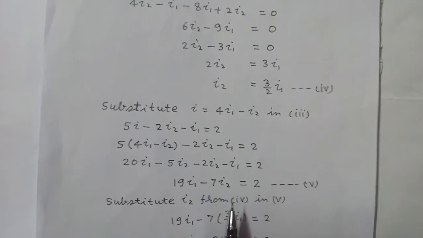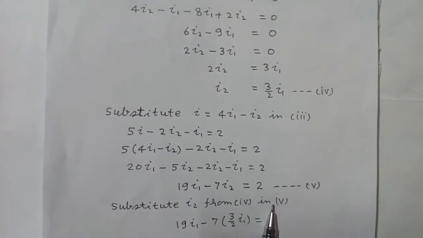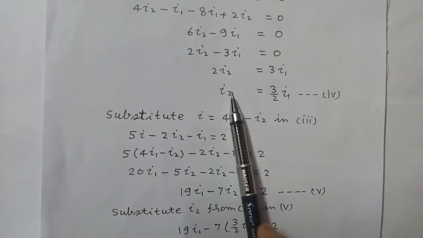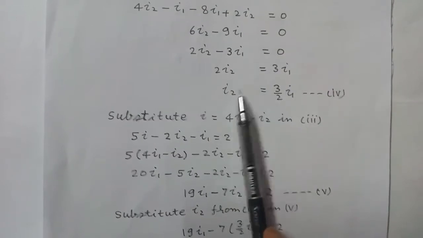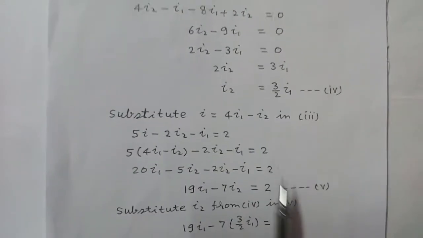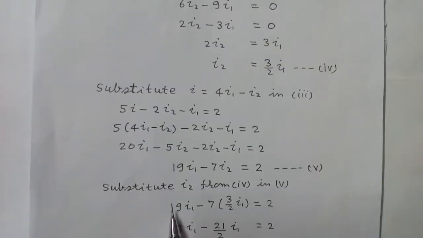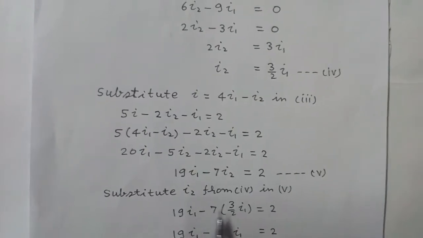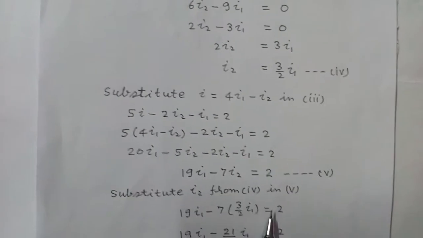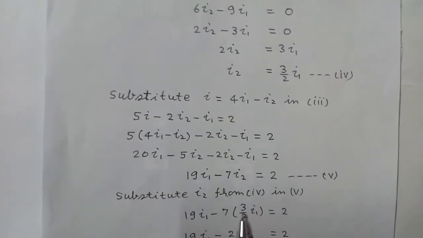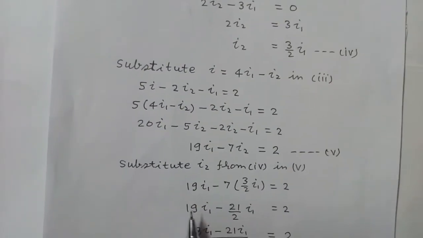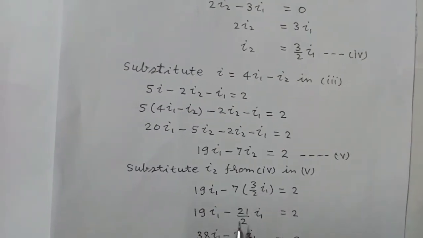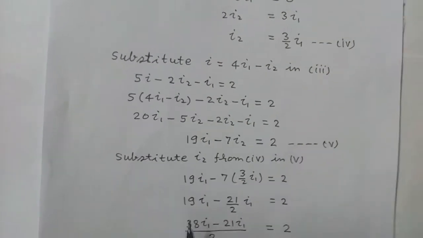Substitute I2 from the fourth in the fifth. This is I2 is equal to 3 by 2 I1. So from here put this I2 in this fifth equation. We get 19I1 minus 7 into 3 by 2 I1 is equal to 2. In place of I2 write 3 by 2 I1. Open the bracket: 19I1 minus 21 by 2 I1 is equal to 2.